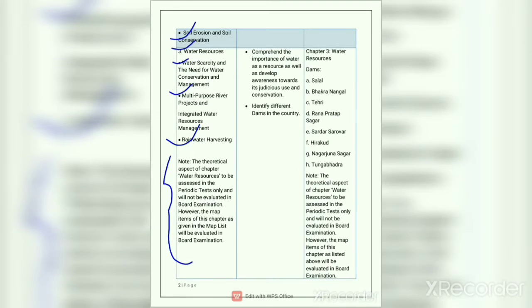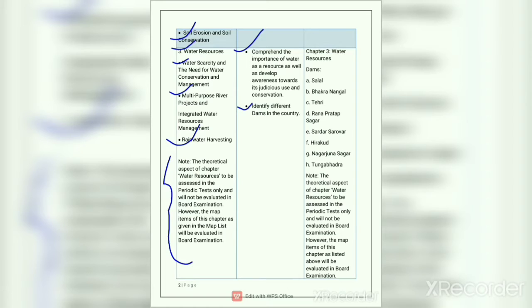Now let us see what you will learn after reading this chapter. You will be able to comprehend the importance of water as a resource as well as develop awareness towards its judicious use and conservation, and you will be able to identify different dams in the country.